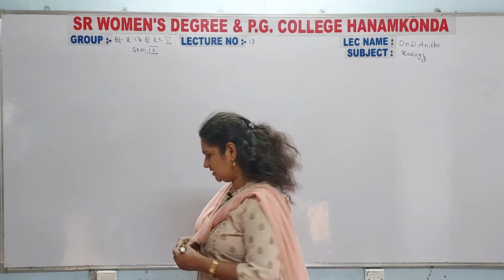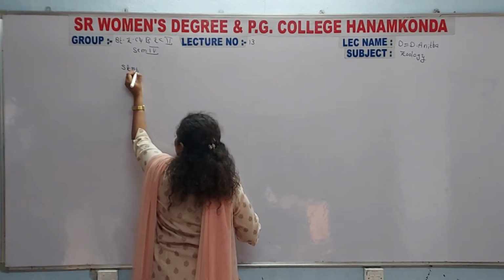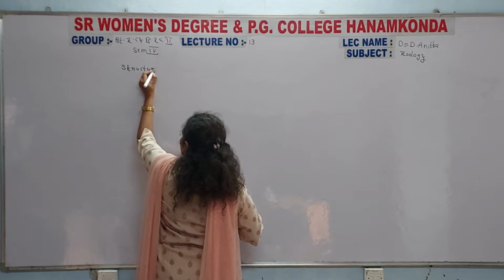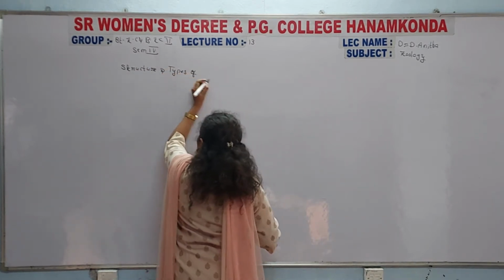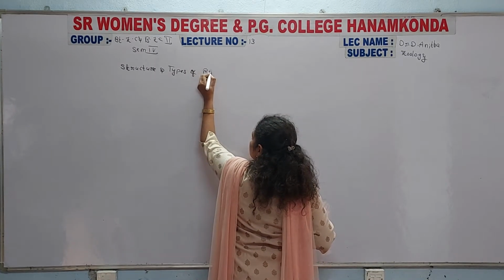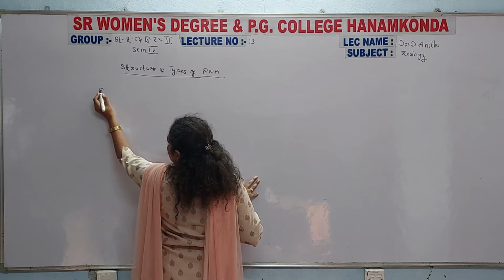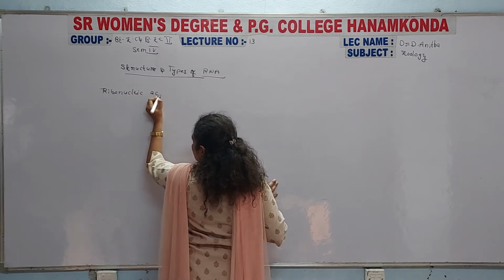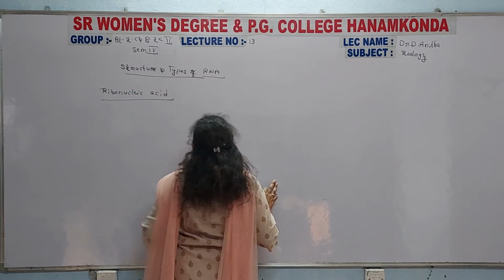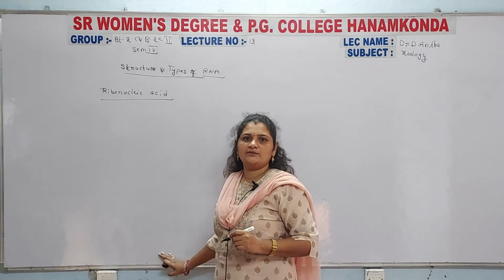So today our topic is the structure of RNA. It is ribonucleic acid. RNA is a ribose nucleic acid, so it mainly contains ribose sugars.